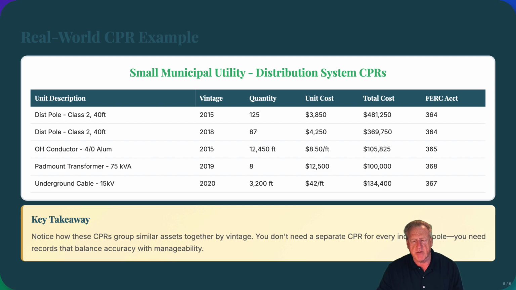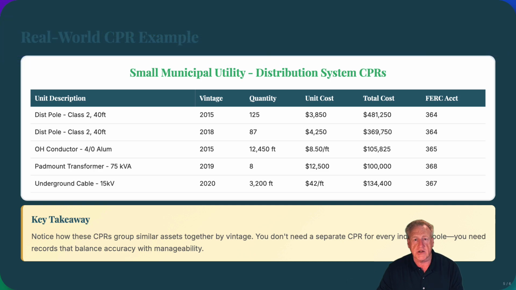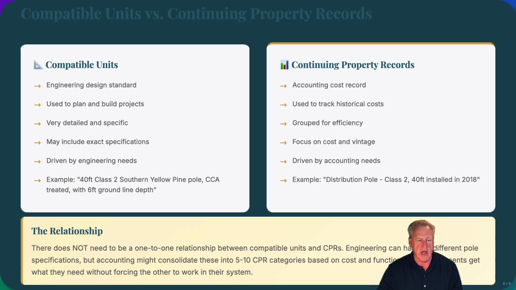So you don't need a separate CPR for every individual pole. You just need the records that balance the accuracy with manageability, which is why when we follow the FERC standards, the RUS standards, it says average cost for all installed units for a particular year for items like poles, overhead conductor, transformers, and cable, and so on. So that brings us to the distinction between compatible units and continuing property records.